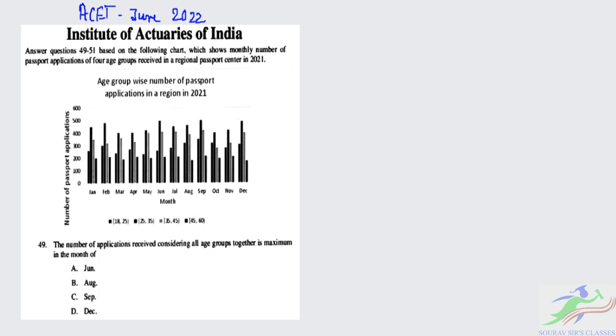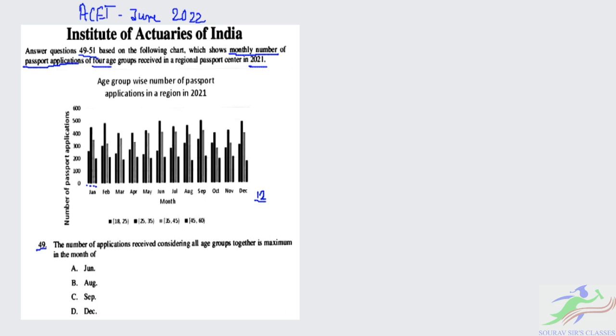As you can see, answer questions 49 to 51. These three questions are to be solved based on the following chart, which shows the monthly number of passport applications for 4 age groups received in a regional passport center in 2021. So that is the age group wise number of passport applications in a region in 2021. The first is 18 to 25, then 25 to 35, then 35 to 45, and the last one is 45 to 60. For this, 12 months are given, right?